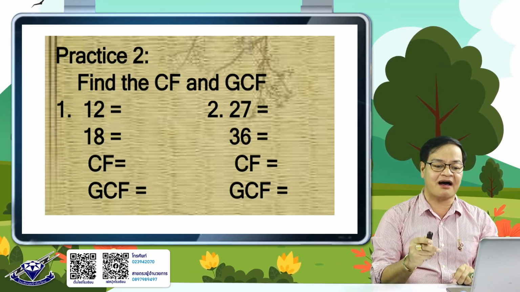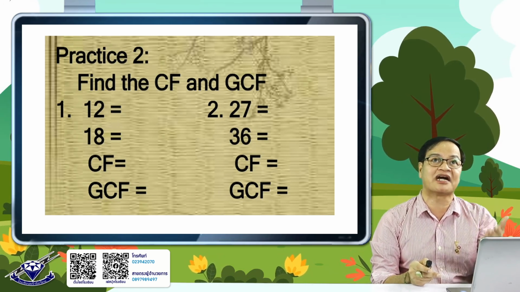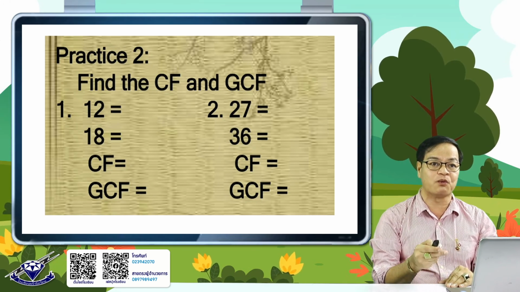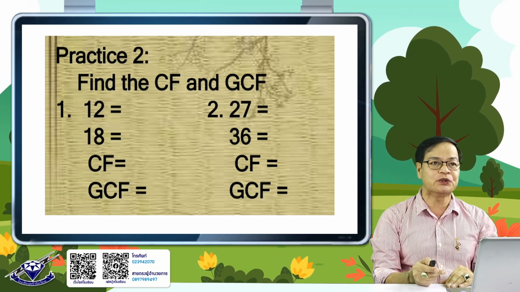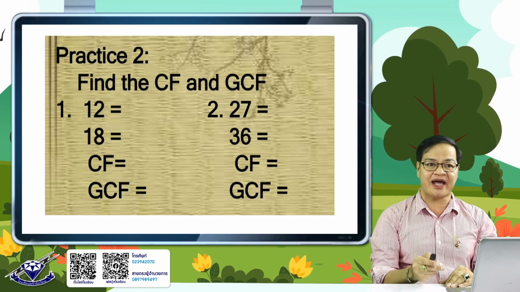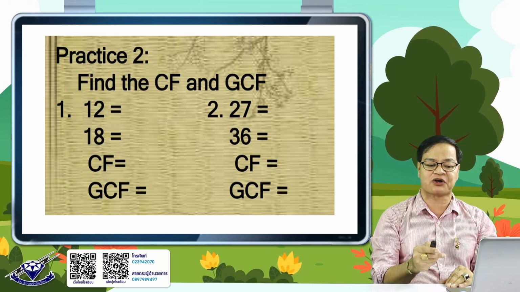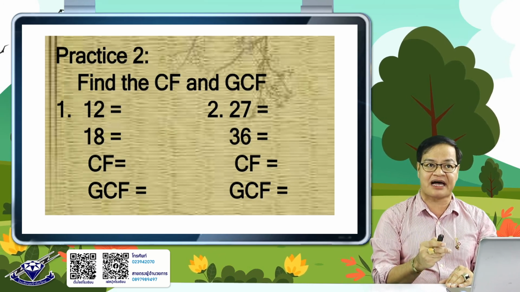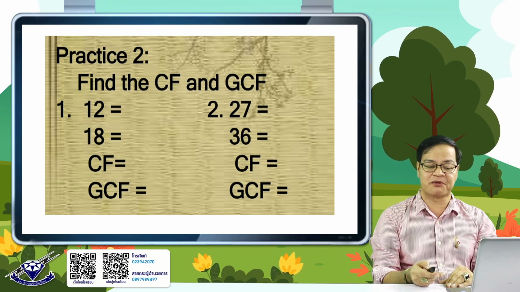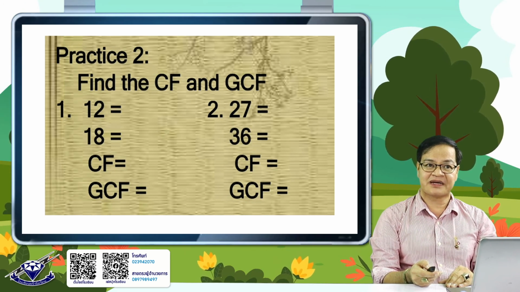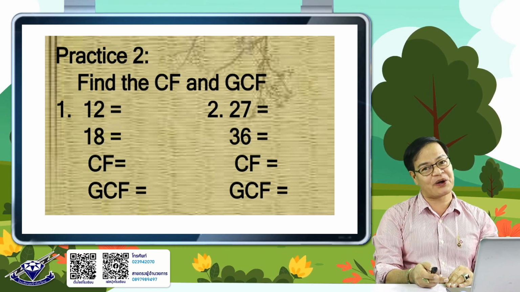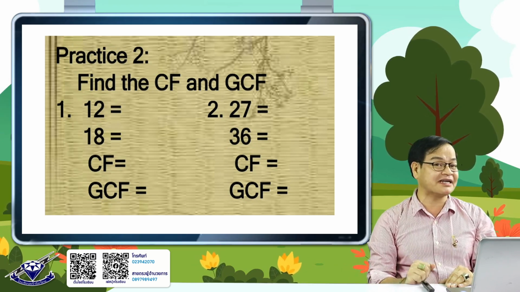So Teacher Billy will give you the first example. What are the common factors? In example number 1, we have 1, 2, 3, and 6. What is the greatest common factor or the highest common factor in our example number 1? The greatest or the highest common factor is? Anybody? Yes, it's 6.